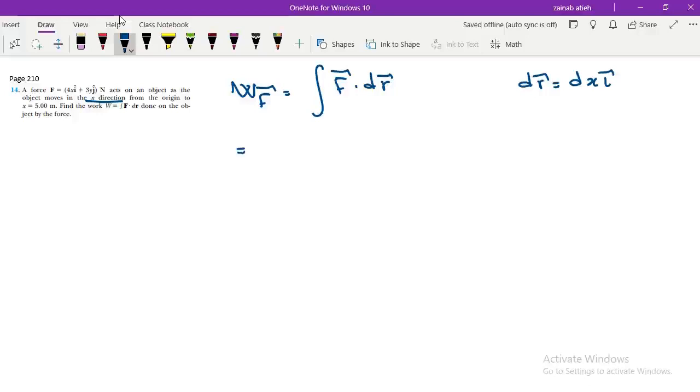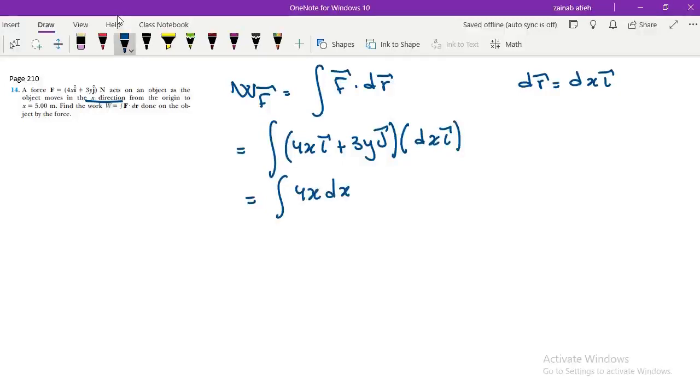So in this case, F dot dr, let me substitute for F. It's 4xi plus 3yj, and this one is dx i. So you can see there's no j component for the dr vector. The dot product will give me 4x dx, as I multiply i by i plus j by j plus k by k. There's no j in the dr vector, so I only multiply i by i and get 4x dx. Don't forget the boundaries from 0 to 5.